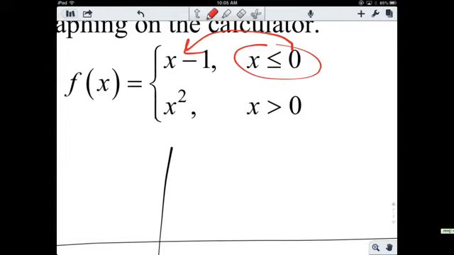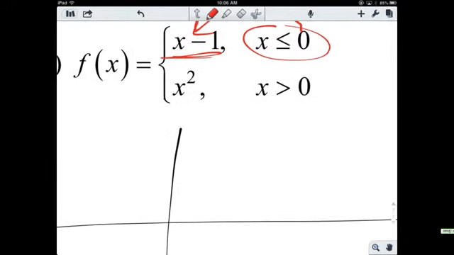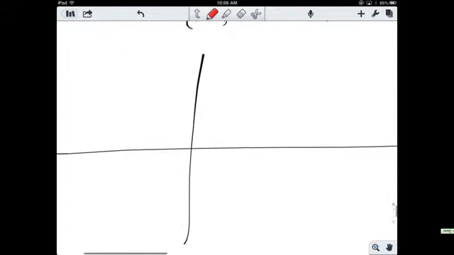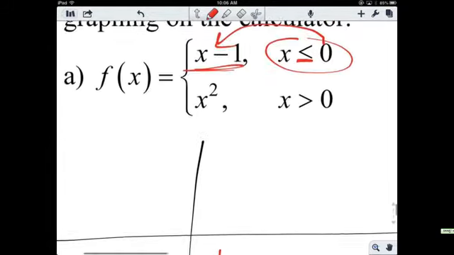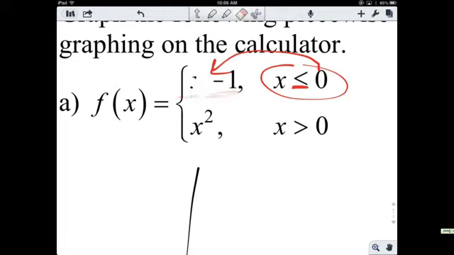So I'm just going to take 0 and plug it into this first piece for x. What do we get? -1. Now, because there's an equal sign there, I will put a solid dot at the point (0, -1). Solid dot. Now I will complete that graph so I don't forget what I'm doing here. It is a graph of x minus 1. I know it's a line. If you want to pick any other point to the left of 0 and find the y value there, you can plot it and then connect the dots. But I'm not going to be that picky.